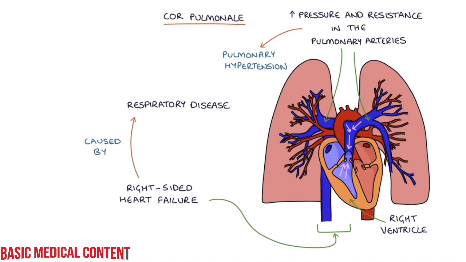This strain on the right ventricle trying to pump blood against high resistance leads to a back pressure of blood leading into the right atrium, the vena cava and the systemic venous system.